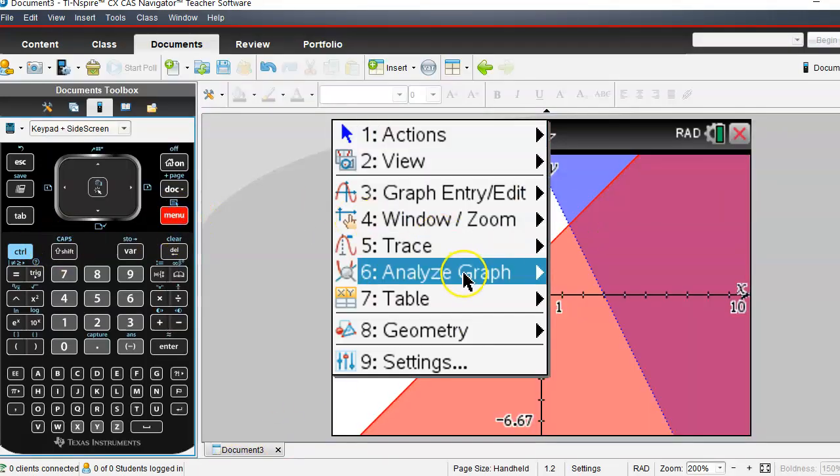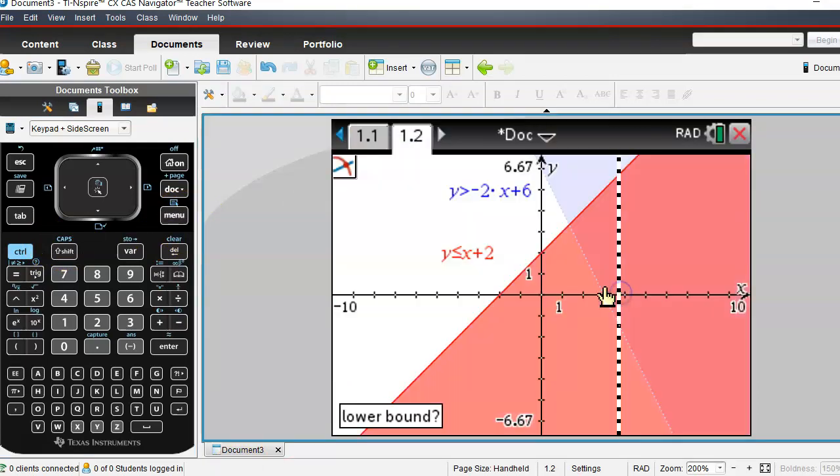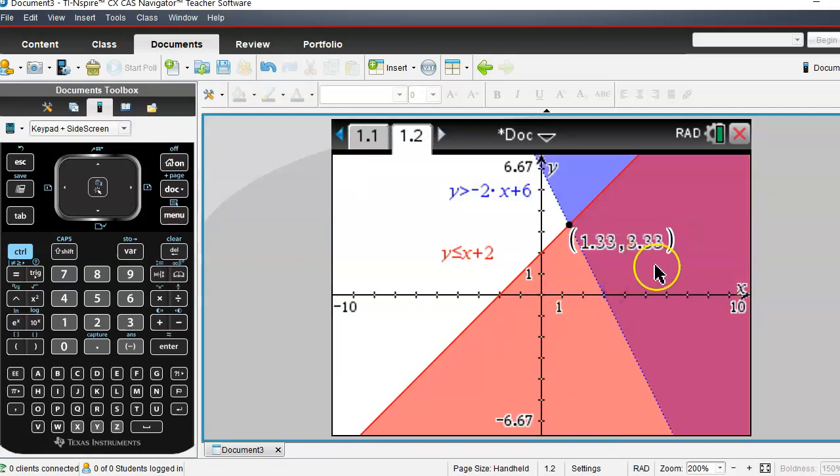So menu, analyze graph, intersection, go below, go above. It's in decimals, but yes, you can see, I think there's a way I could set that to exact values, but we can see I've got that right there. Okay, now look through the example in your book, and look back through the YouTube videos from last time. They might also be covering this type of thing.